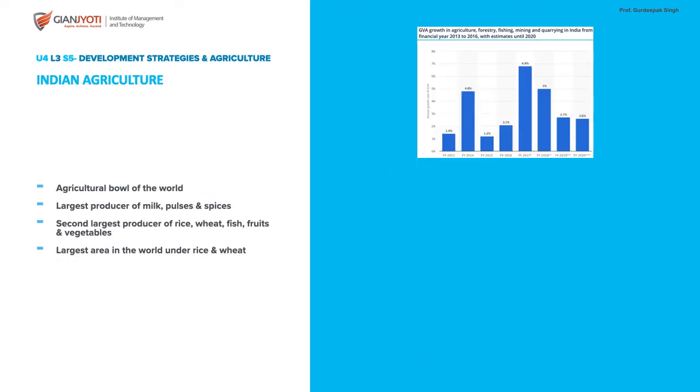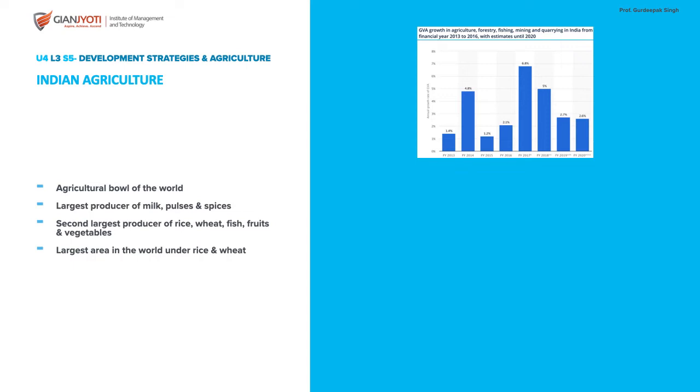Now let us switch over to agriculture, which has been the primary occupation of India, and around 50 to 58%, varying over the years, of employment is provided by this sector. Agriculture has been at the forefront of our country, although it has been neglected a lot over the years, and its contribution to the GDP is going down. So, the agricultural bowl of the world is still India.